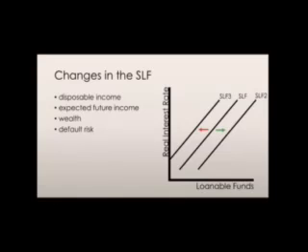The greater is a household's disposable income, the greater is its savings, and so supply would shift to the right. But if the household's disposable income decreases, then the supply curve will shift to the left because it doesn't have as much money to save.